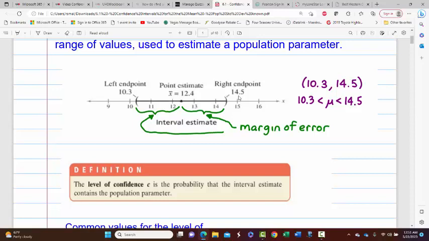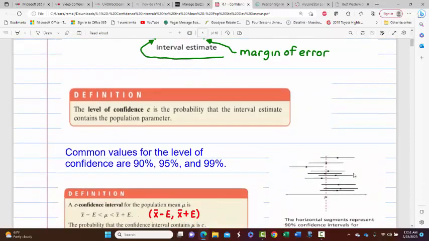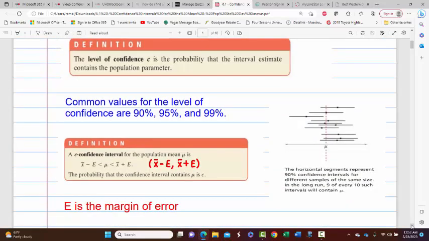Now, to what degree of probability do we think that's going to happen? And that's the next term here, the level of confidence. C is the probability that the interval estimate contains the population parameter. So they're going to be high percentage values. High is close to 100. So like 90, 95, and 99 are three of the most common ones. 95 is probably the most common one, but you don't have to know that.